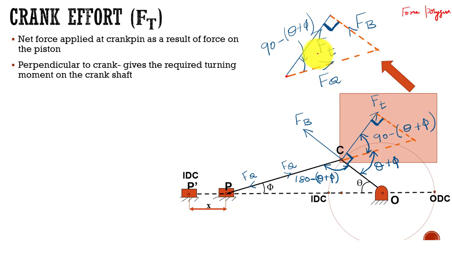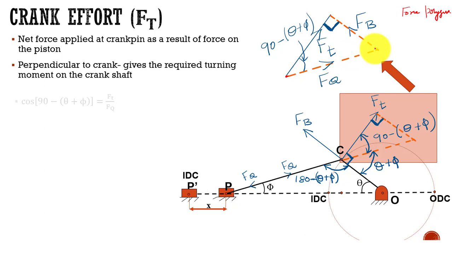Suppose you want to construct this force polygon: Fq is exactly in the same direction of this force, and in magnitude also, and then Fp, which is exactly in the same direction, and this force Ft, which is also in this direction. So this is how you need to construct the force polygon. Fine.